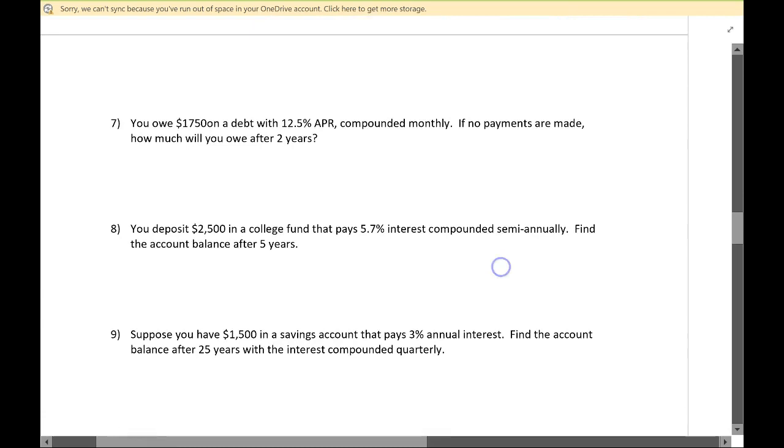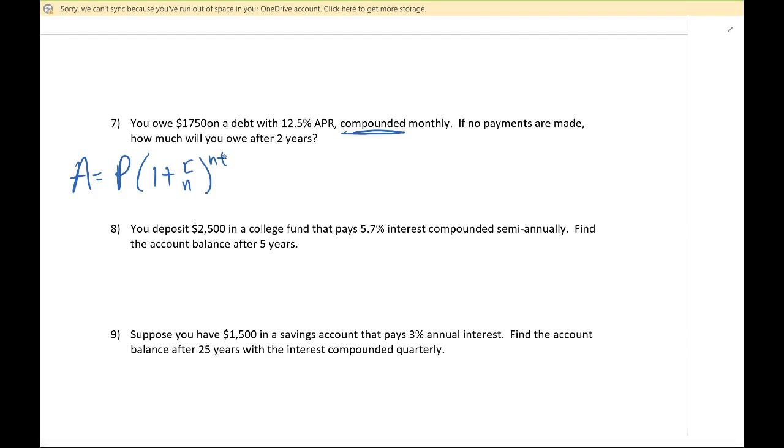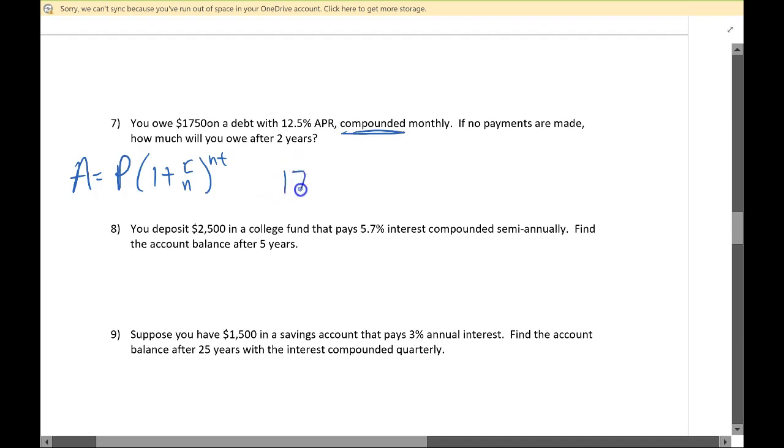All right, number 7. This is the big thing between this problem and the previous problems: it says compounded. And so whenever we're compounding, we're going to use this equation: A equals P times (1 plus R over N) to the NT. Now R is going to represent your interest rate, but it's going to be in decimal form. So the initial amount on this charge is $17.50. That's what P represents. And then you have 1 plus, and we're going to convert this interest rate, 12.5%, into a decimal, which is 0.125. And again, we do that by dividing by 100.